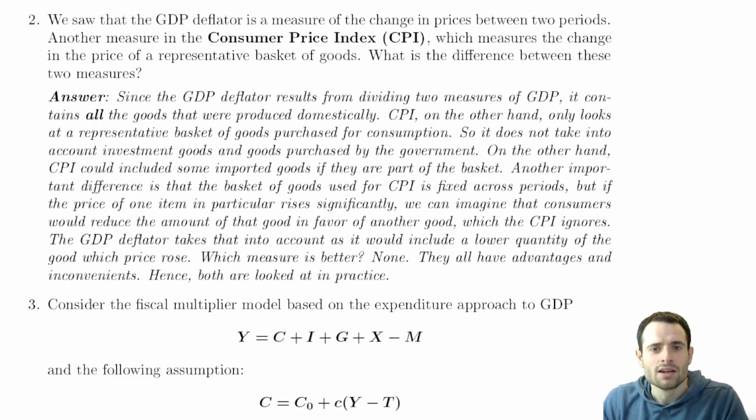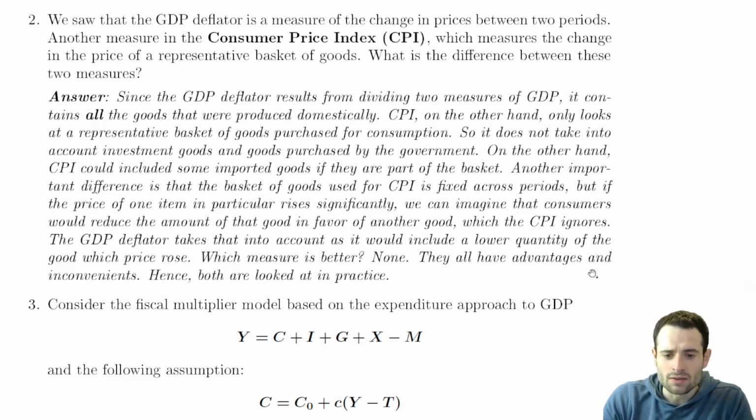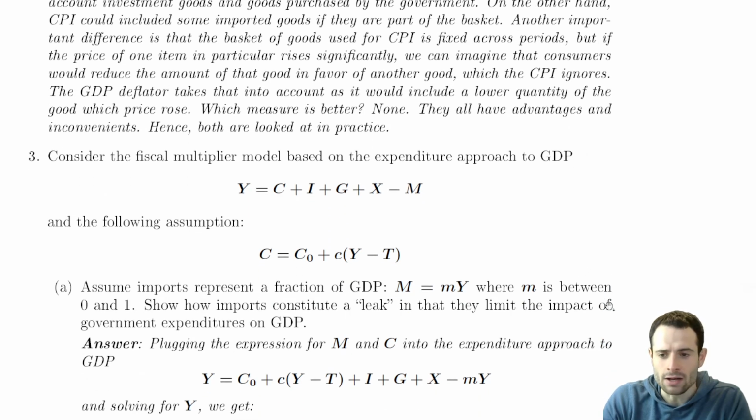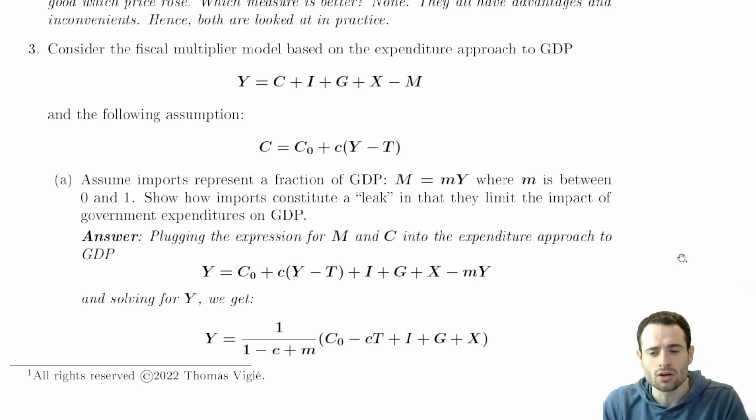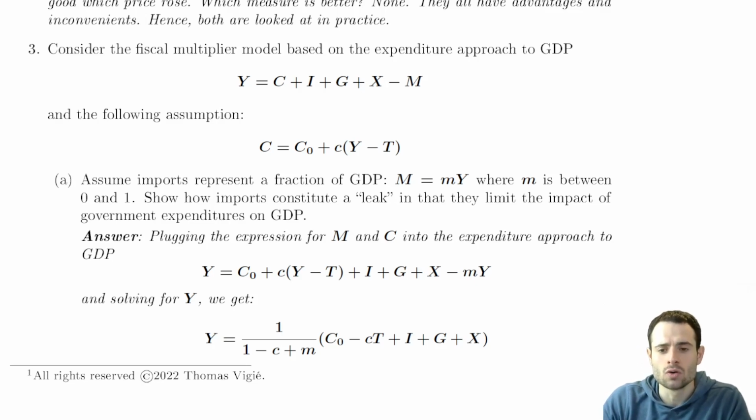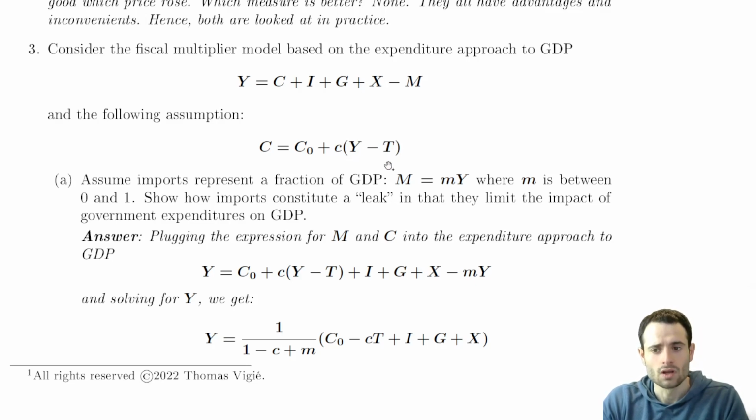Now, let's do a bit of fiscal policy. So, consider the expenditure approach to GDP again. And let's make the typical Keynesian assumption that consumption is equal to the autonomous consumption, what we would consume even without any income, plus a fraction c, between 0 and 1, of households' disposable income. The disposable income is the income net of taxes paid, T.